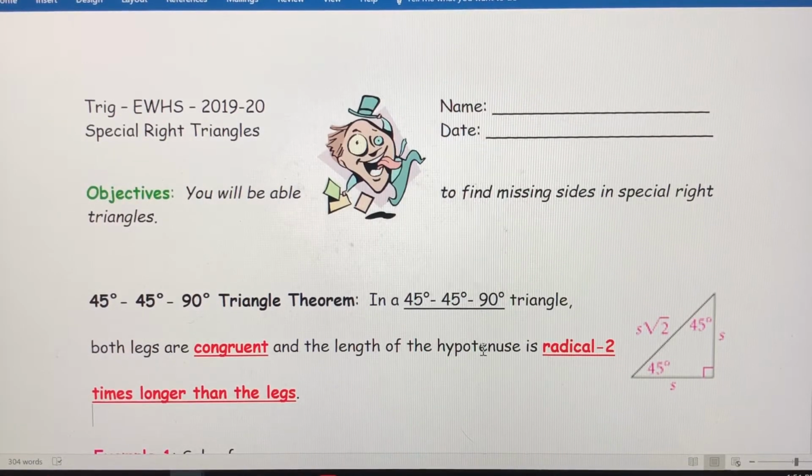Okay, so this is part one of the videos on special right triangles. This video is going to cover the 45, 45, 90 special right triangle.